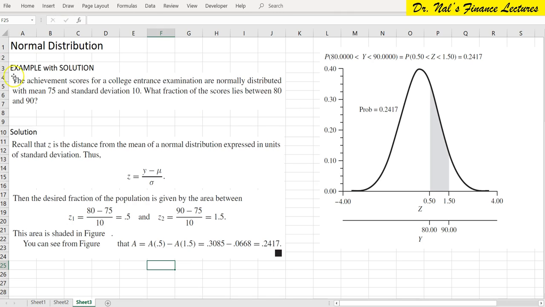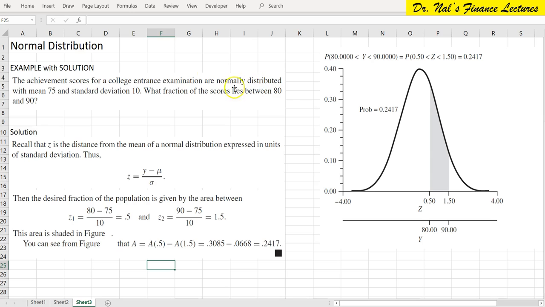Okay, so now for this one. Here is the example and the solution underneath and a picture as well. We want to make sure we understand all this. The achievement scores for a college entrance examination are normally distributed with a mean of 75 and a standard deviation of 10. This is one of the key ideas behind the normal distribution.